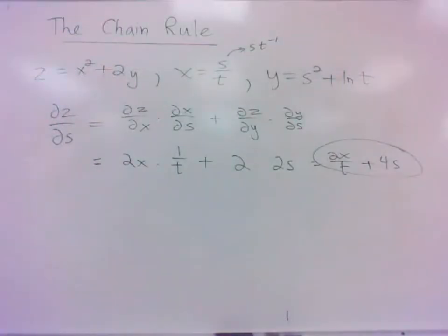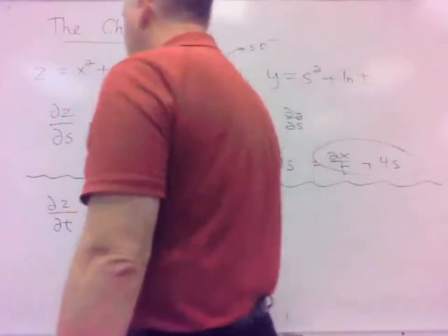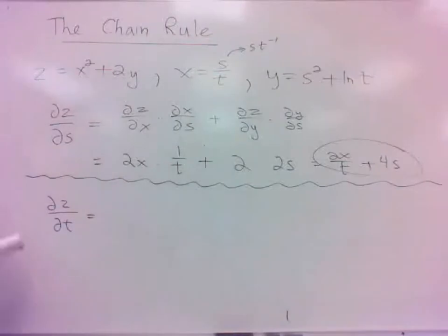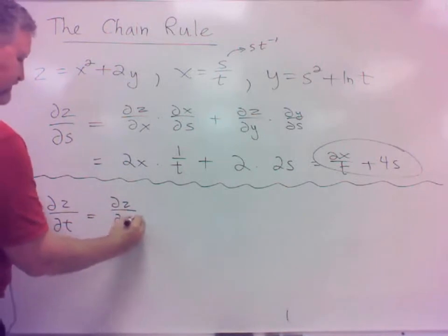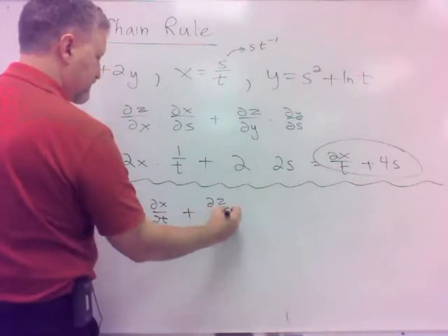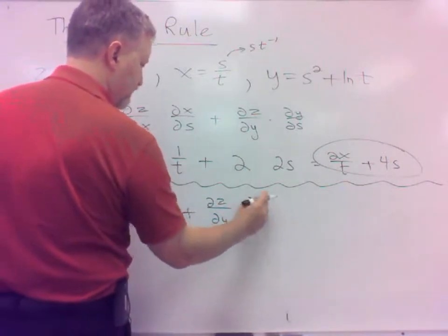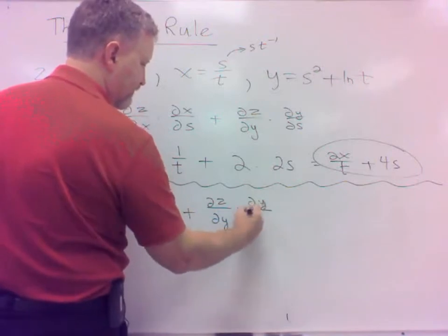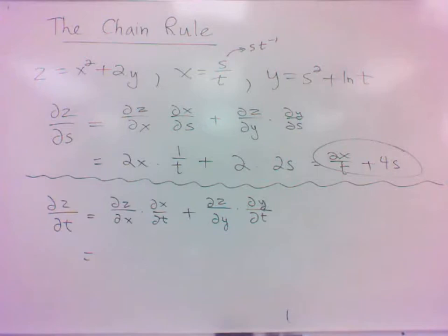Okay, then we would have the partial of z with respect to t. We could do that also, couldn't we? So that would be the partial of z with respect to x times the partial of x with respect to t, and then do the same thing for the y: the partial of z with respect to y times the partial of y with respect to t. Okay, so what would that be?